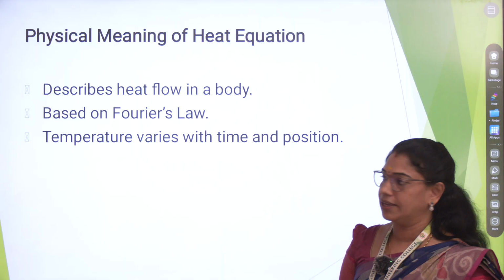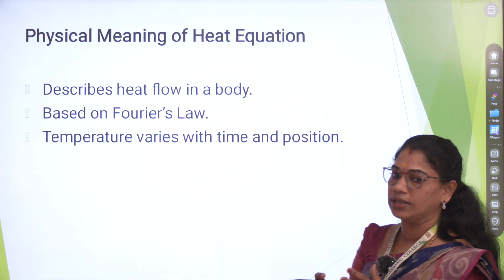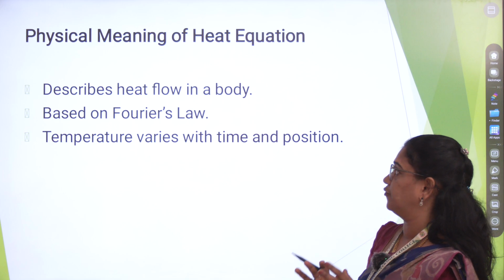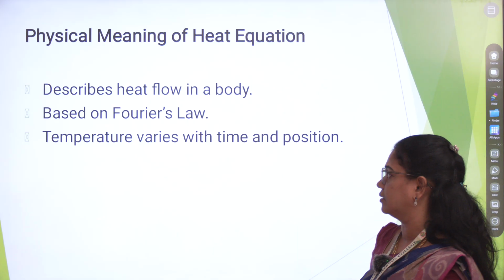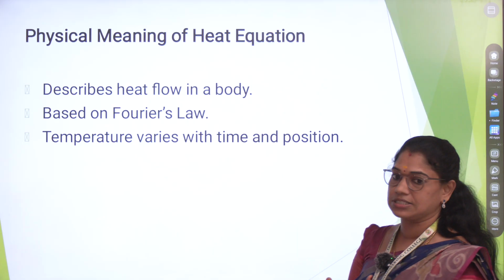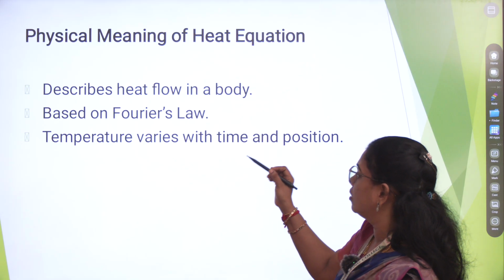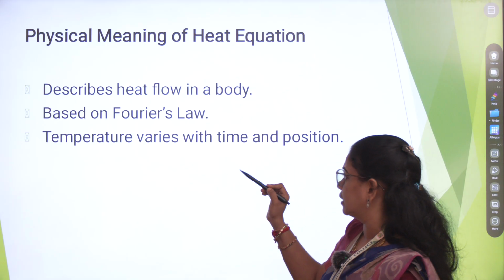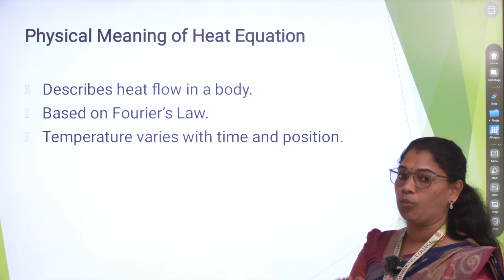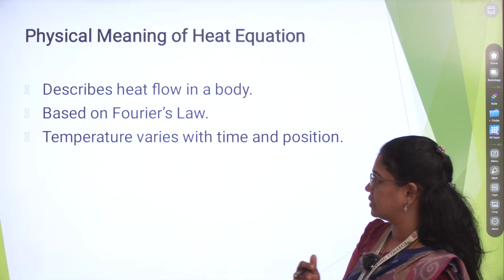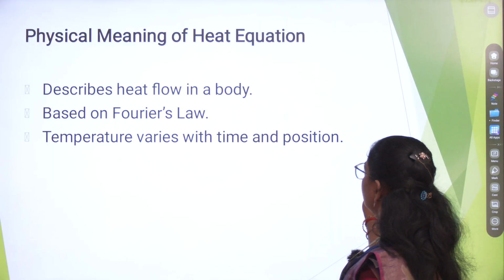Next, the physical meaning of the heat equation. It describes heat flow in a body, such as our body temperature. The heat equation is based on temperature and on Fourier's law. The temperature varies with time and position. For example, from morning to evening the temperature varies with position and time.